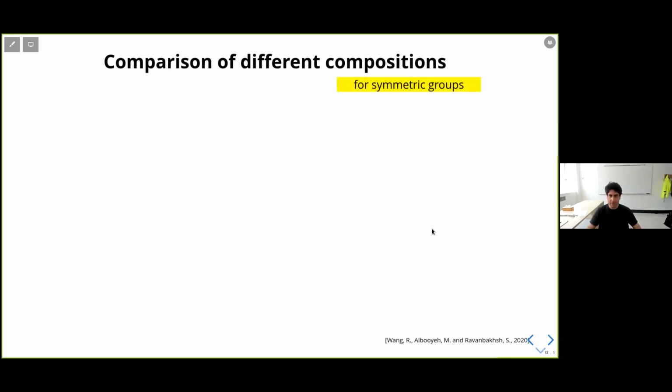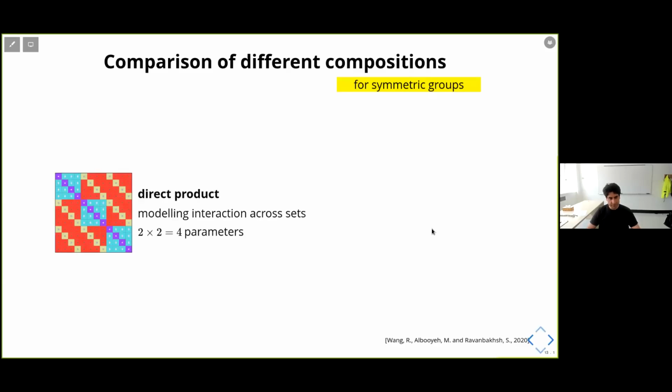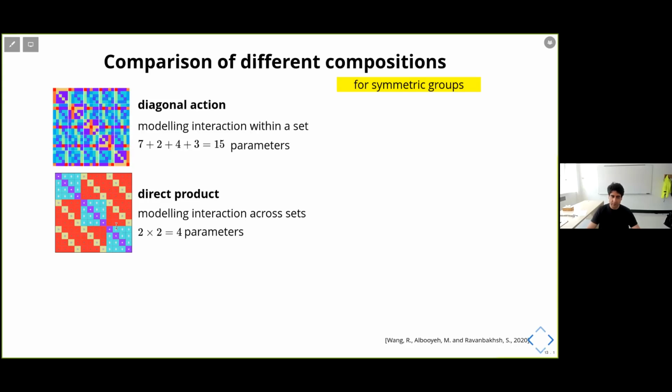So at this point, it's useful to compare these 3 different models for the example of symmetric groups. We saw the direct product, right? We said that it's modeling the interactions across 2 sets. The model had 4 parameters. We built it using tensor product. We looked at the diagonal action. We said that it's modeling the interactions within a set, in this case, a set of nodes for a graph. And we said it has 15 parameters. And we can create these 15 parameters by looking at the equivariant maps between the orbits.